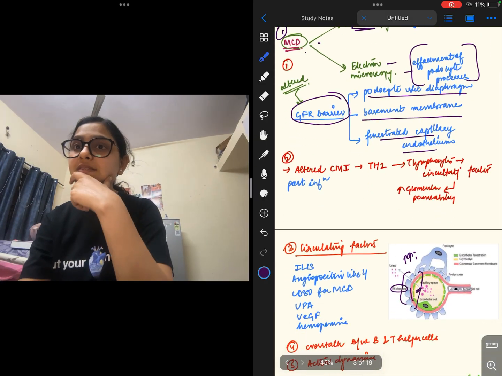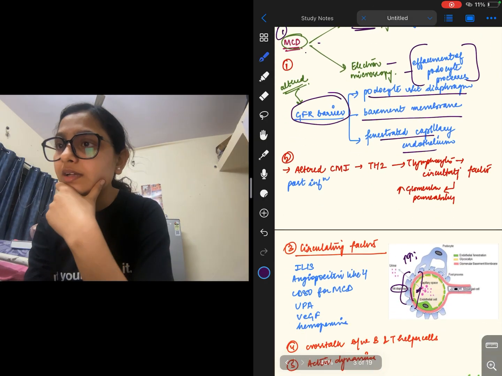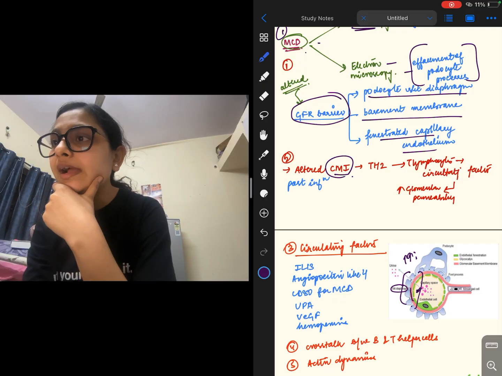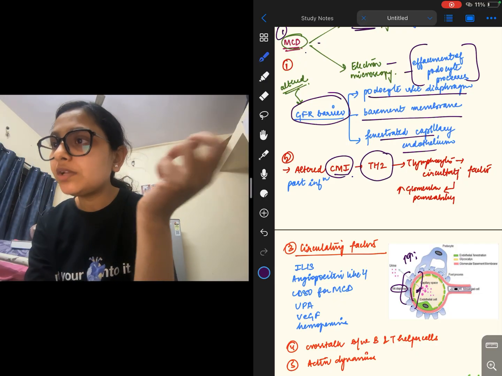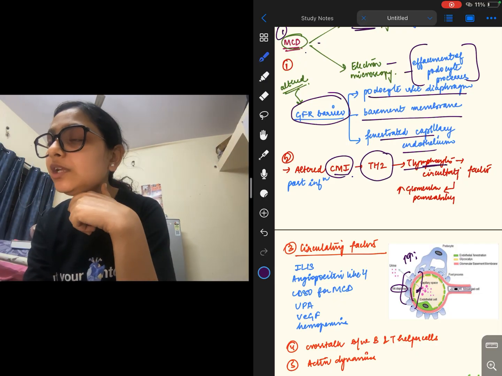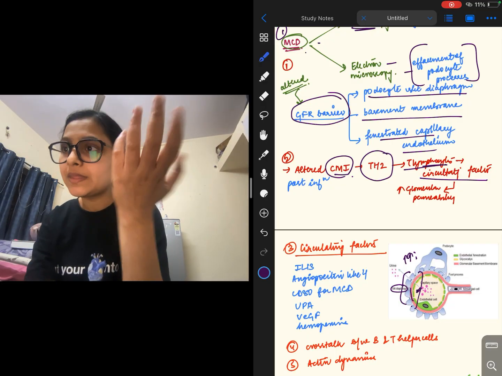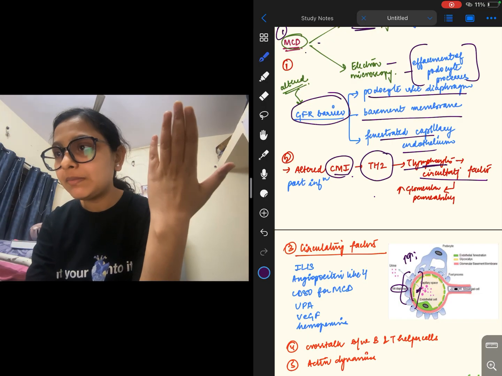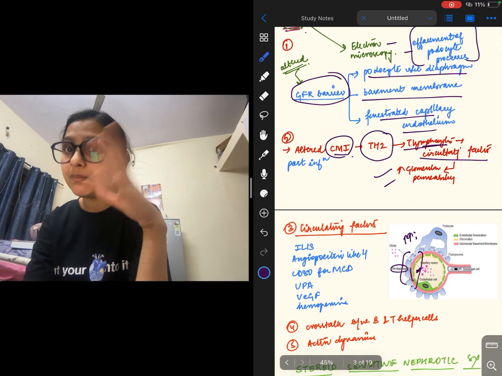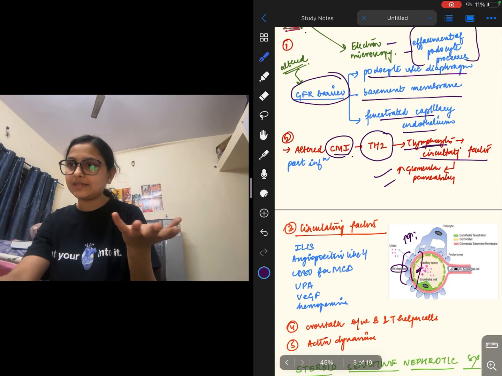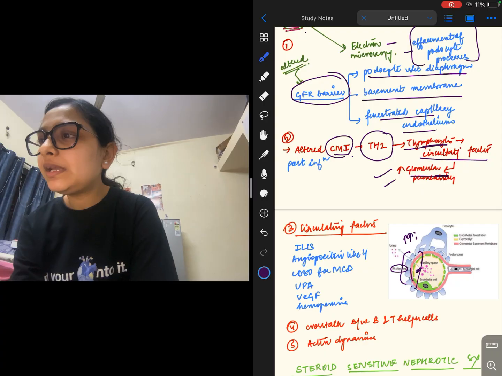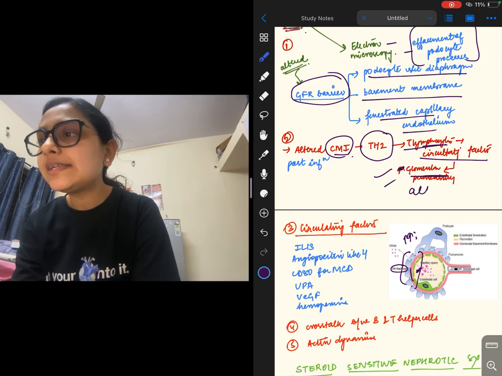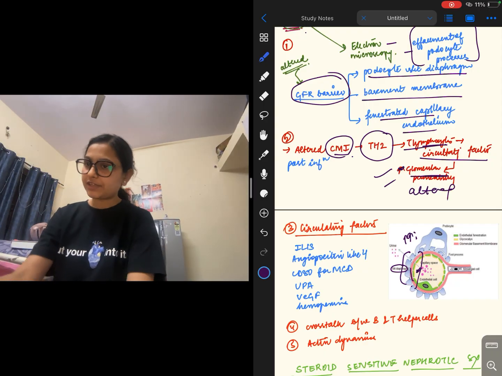Okay, next thing that happens is some theories also suggest that cell mediated immunity gets altered, leading to some T helper 2 stimulation, which will stimulate T lymphocytes, which will lead to release of some circulating factors, and those circulating factors lead to increased glomerular permeability. That permeability is altered basically. Okay, post infection this happens.